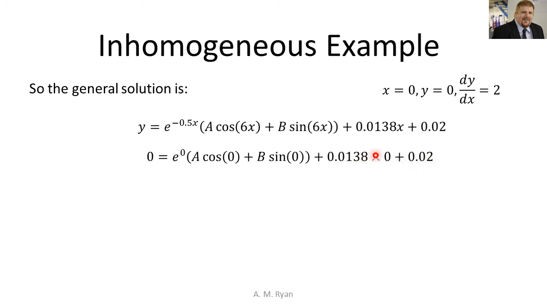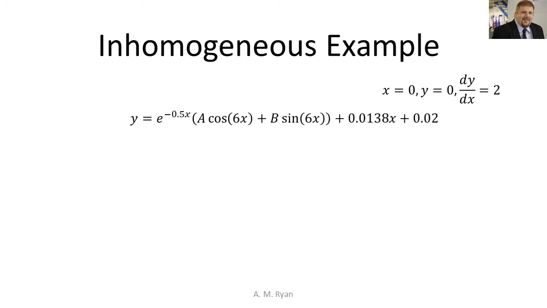Now if we're looking at that, sine 0 is 0, cos 0 is 1, and e to the 0 is 1. So that all cancels down to say that 0 is equal to 1 times a plus 0.02. What that means is a is minus 0.02. So we've determined a already, but we need to differentiate to determine what b is.